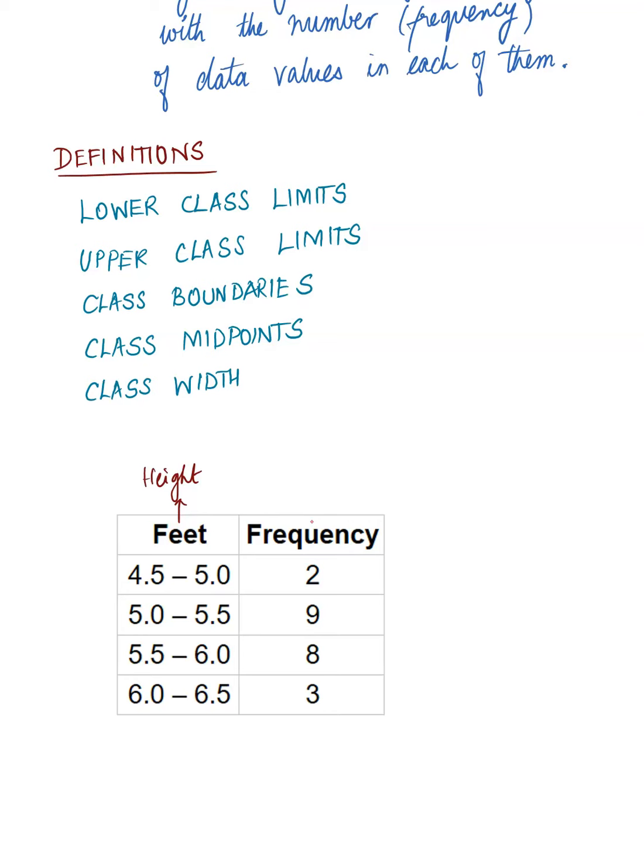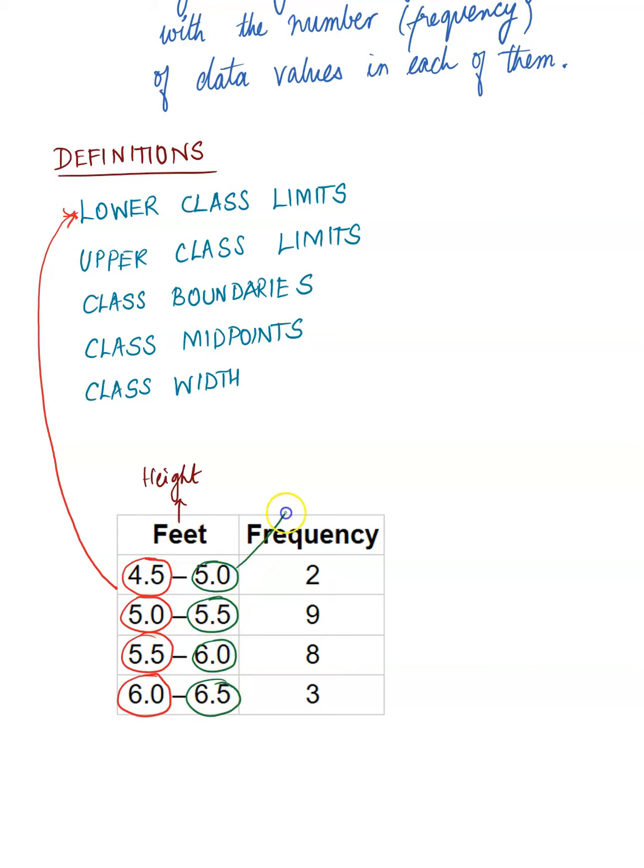So the lower class limits, okay, what is the lower class limits? The lower class limits refers to these ones, because in each class, that's the smallest number that belongs in each class, right? So that would be the lower class limits. So obviously the upper class limits would be these ones. Okay, so those will be the largest numbers you can find that belong to each category or each class.